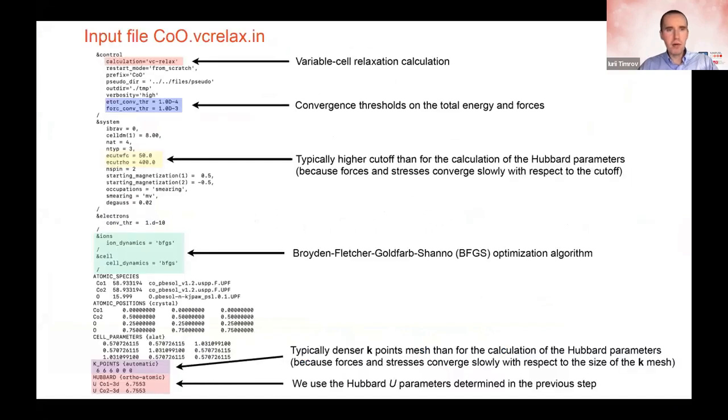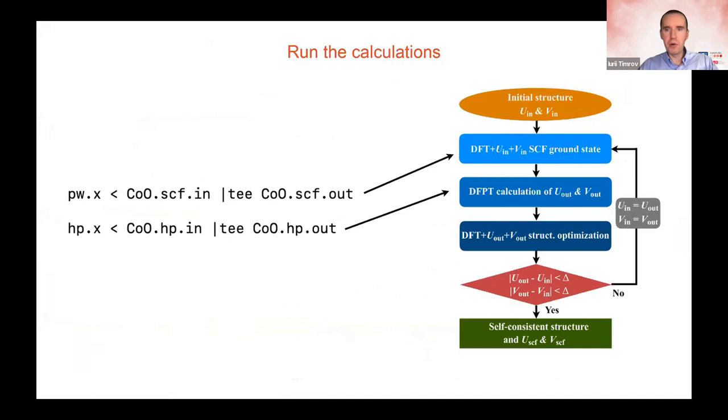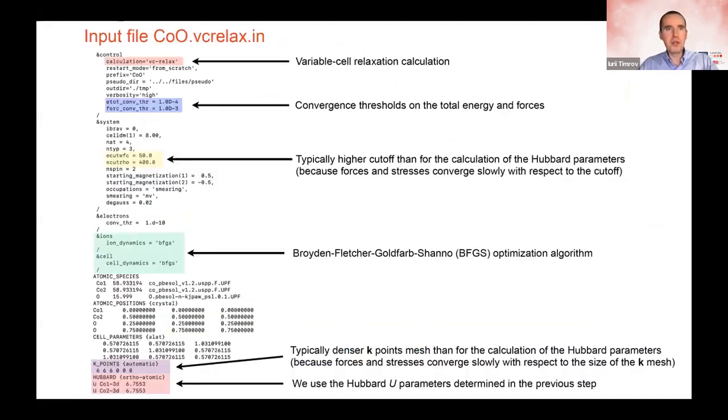Okay, now if we go back to our diagram, so this workflow, we performed the ground state and linear response calculations. The next step is to perform structural optimization using the computed Hubbard U parameter. So here I show you the input file for the VC relax calculation, the variable cell relaxation calculation.